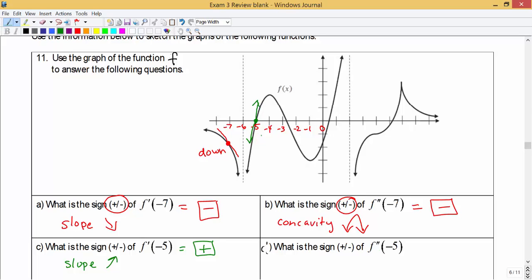Now what about the second derivative? It looks like at that point the graph is concave down. So if we're concave down, then of course the second derivative will come back negative. And this is part D.